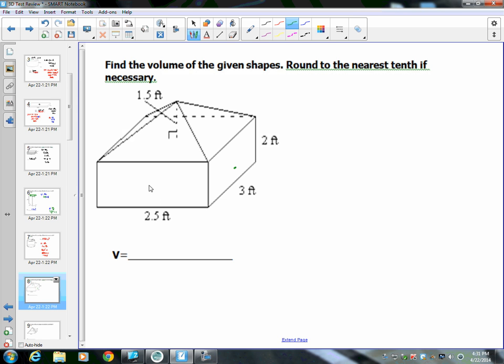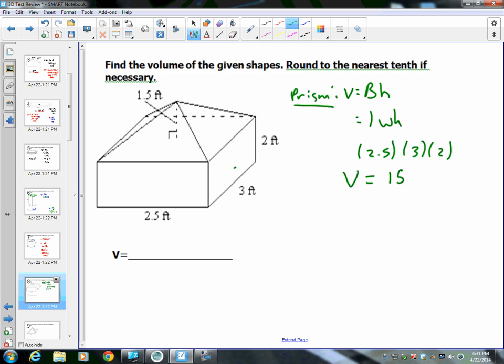So I'm going to do the bottom first. The bottom is a rectangular prism, so I'm going to write prism, and find the volume of the prism first. How do you find the volume of the prism? We said before it was big B times H. This is volume. But since it's a rectangular prism, we said we can use length times width times height. So multiply the three numbers together: 2.5 times 3 times 2. If you multiply all these out together, you end up getting 15, and that would be the volume of our prism. Okay, we're not done yet.